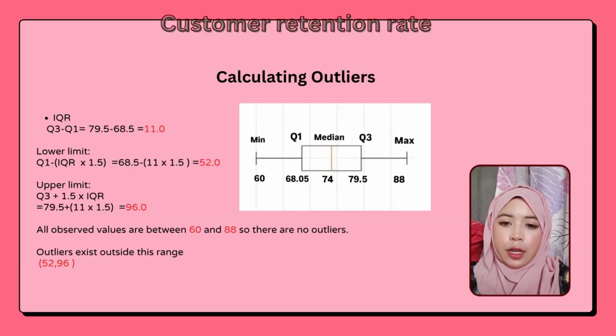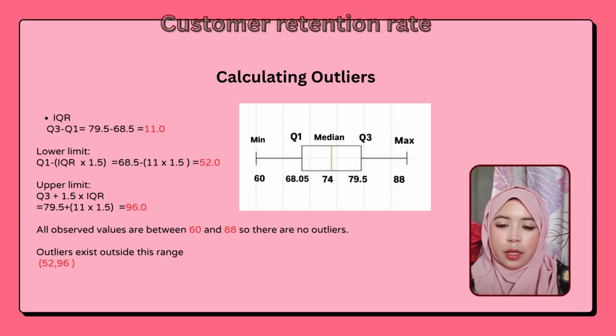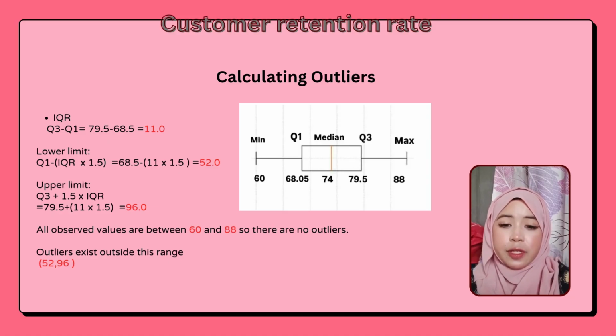For the IQR for customer retention rates, IQR equals Q3 minus Q1, equals 79.5 minus 68.5, and the answer is 11.0. Next, to check for outliers, we will calculate the limits. The lower limit is Q1 minus 1.5 times IQR, and the answer is 52.0. The upper limit is Q3 plus 1.5 times IQR, and the answer is 96.0.